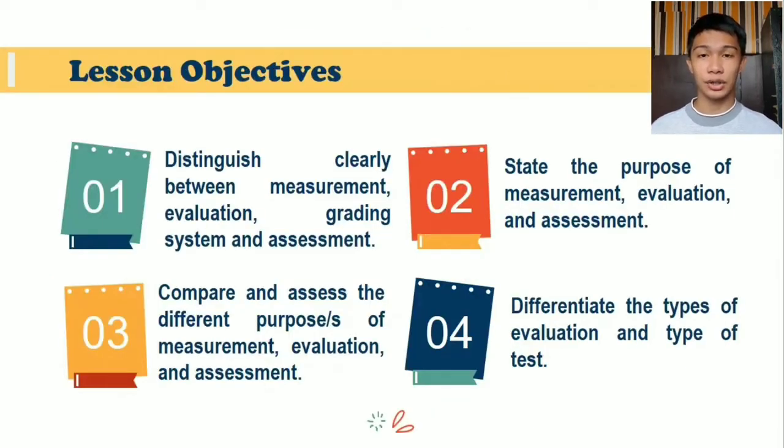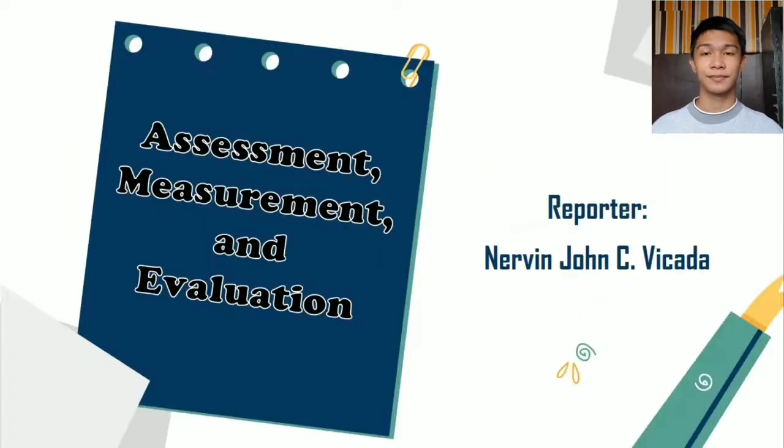Here are our lesson objectives. At the end of this discussion, students are able to distinguish clearly between measurement, evaluation, grading system, and assessment. Number 2, compare and assess the different purposes of measurement, evaluation, and assessment. Number 3, state the purpose of measurement, evaluation, and assessment. And finally, number 4, differentiate the types of evaluation and type of test. Without further delay, let us finally begin our discussion.